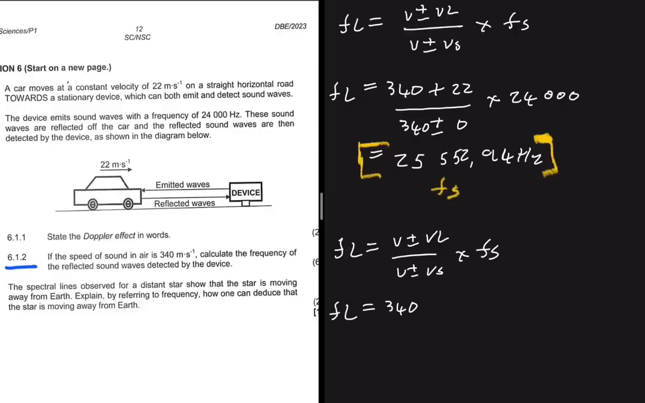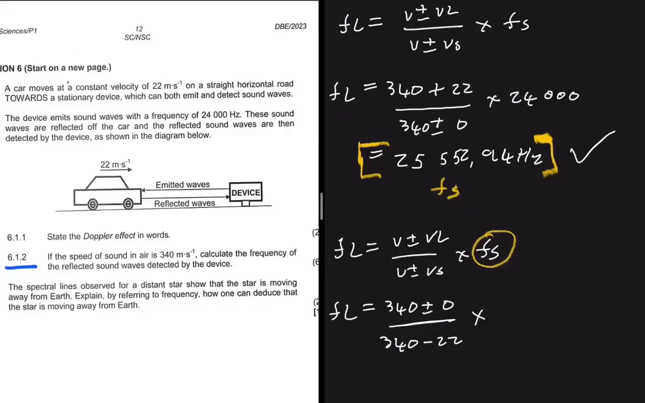We know that it is stationary, so we're going to have plus or minus 0 divided by 340, and then now our sound source is moving towards, it is the car, right? So we're going to have 340 minus 22, multiplied by the frequency of the source, which is what we calculated here, 25,552.94 hertz. That is the frequency that is being reflected by the car.